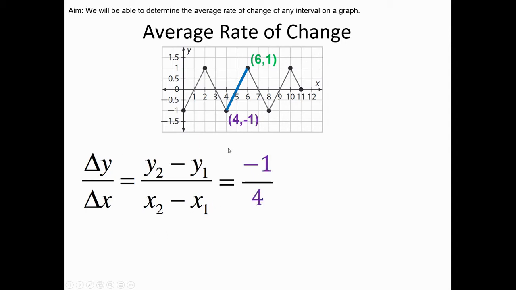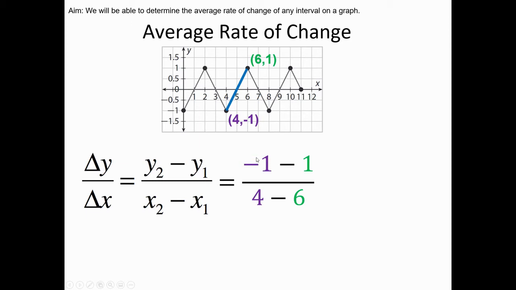So let's start with the first point. I'm going to put the negative 1 on the top and a 4 on the bottom. They need to match up like this. Now let's put down the second point. So this is supposed to be the y2. Let's do minus 1, negative 1, minus 1. And then we're going to have 4 on the bottom minus 6. So the y value is on top, the x value is on bottom.